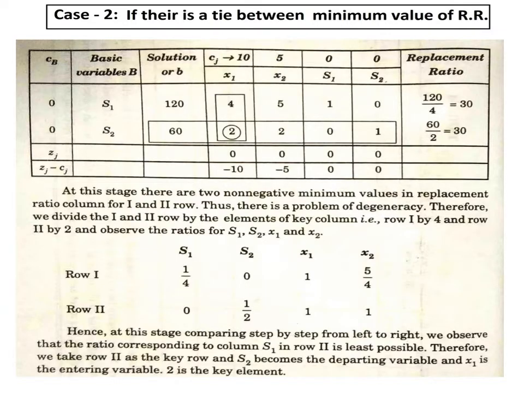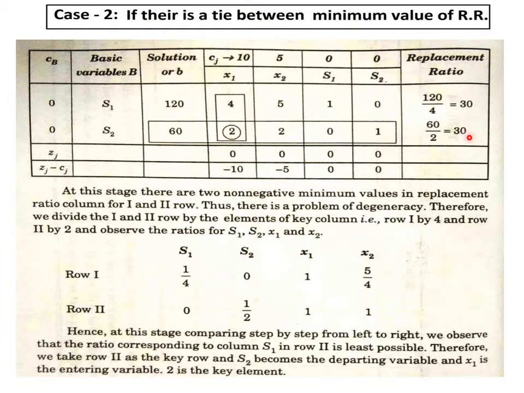Let's talk about second case. If there is a tie between minimum value of Rr, say we can see it here, it's a table for which certain Zj minus Cj are negative and most negative is chosen as minus 10, then we calculate Rr as 120 upon 4, 60 upon 2 like here. Then replacement ratio is 30 in both the cases.